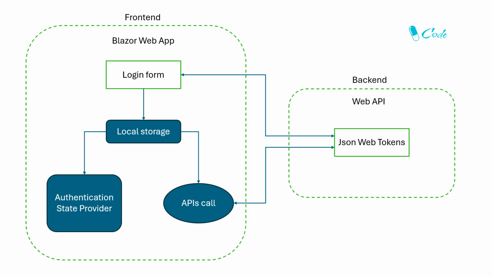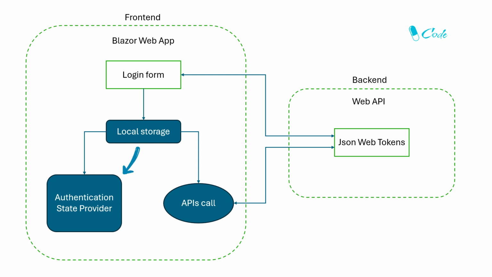Here is how the flow works. First, we have a login form in the front end that sends a request to the backend web API to obtain a JSON web token. The token is then stored in local storage. In the UI, we use the AuthenticationStateProvider to manage authorization and show or hide components based on roles.